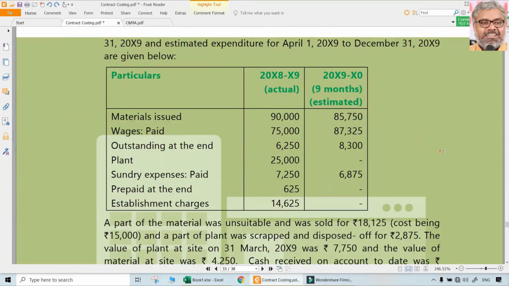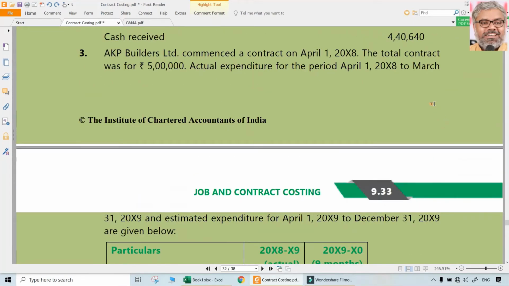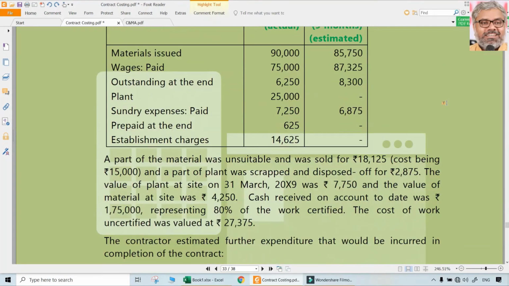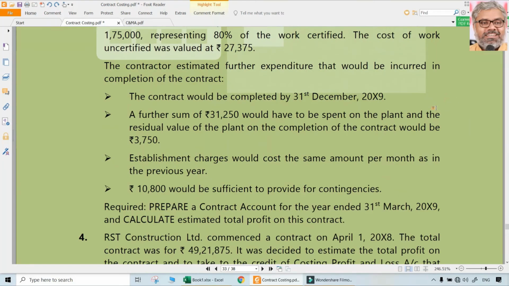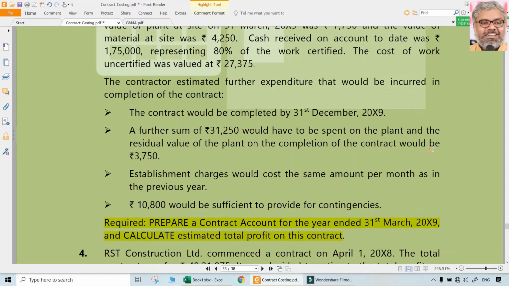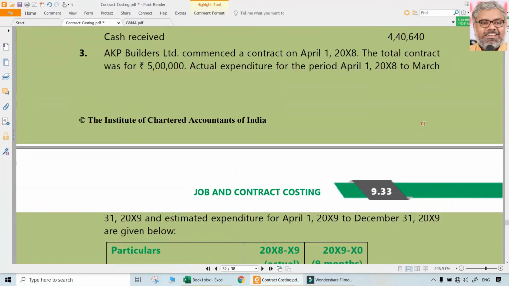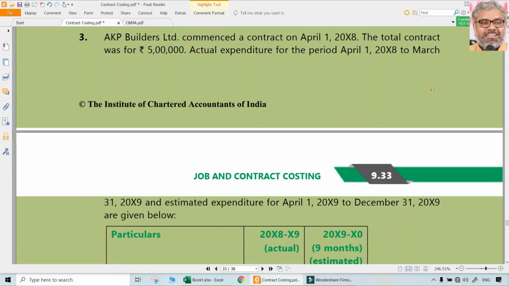Now, look at question number 3, which also is a quite possible 10 marks question. Fantastic question. Why? Because he is giving the data related to past also and future also. What is required here? Prepare a contract account for the year ended, and also calculate estimated total profit on the contract. Estimated is about future, contract account is about the past. So both are included here. That is why the third question is the best possible question which can be expected in the examinations. Let us look at that.